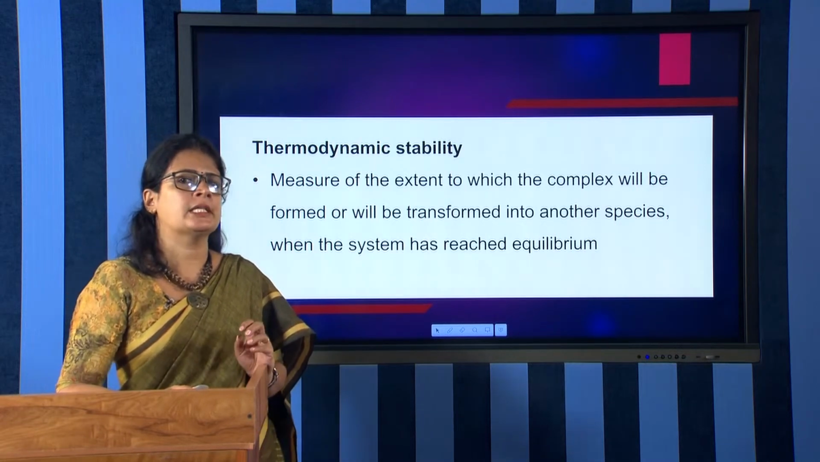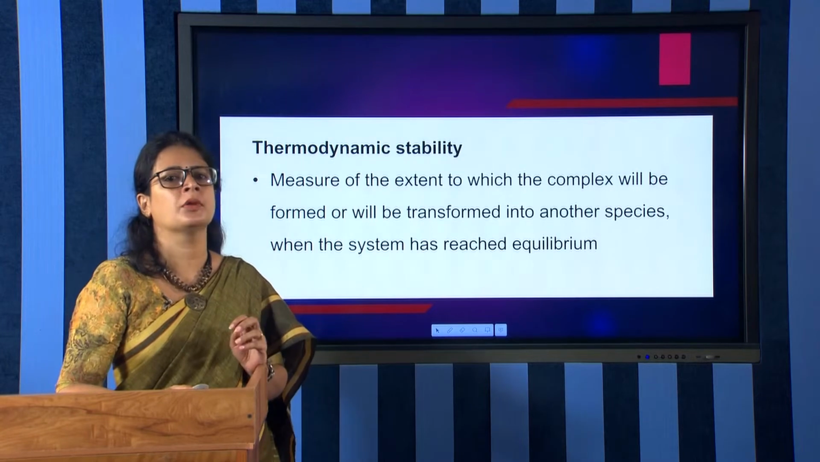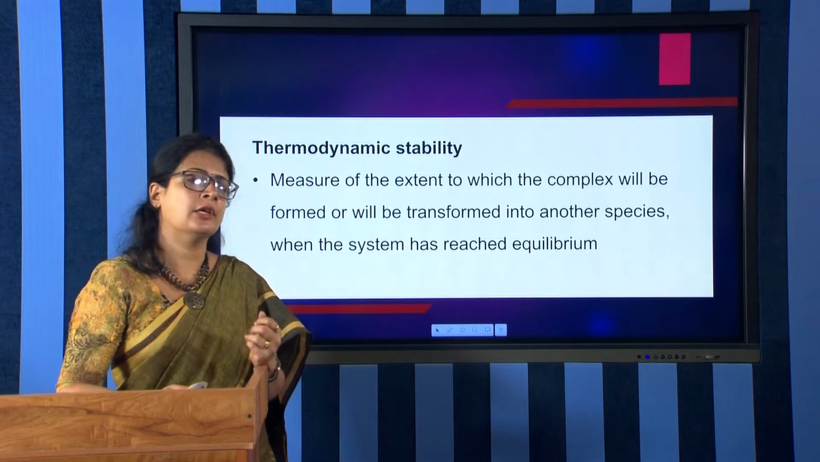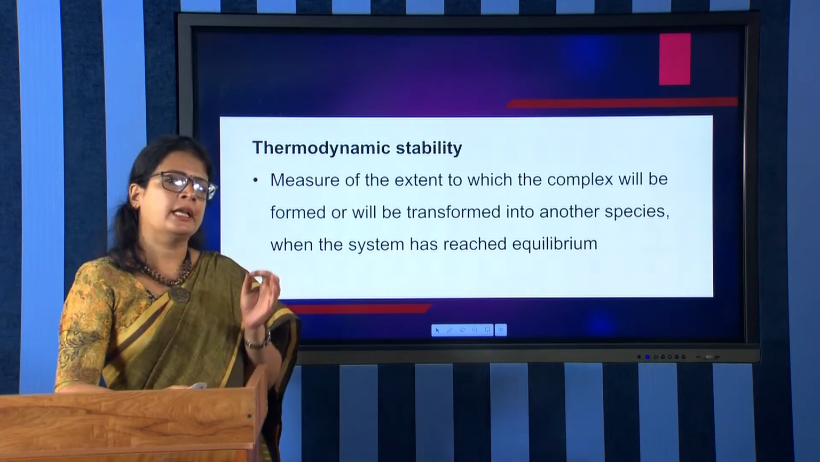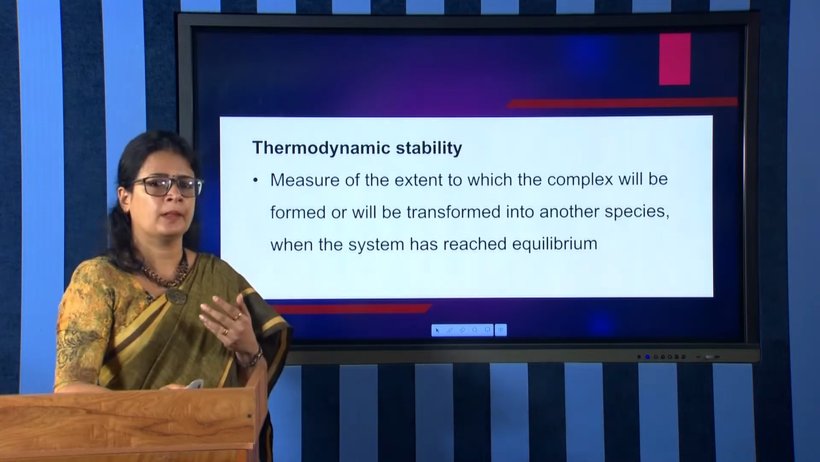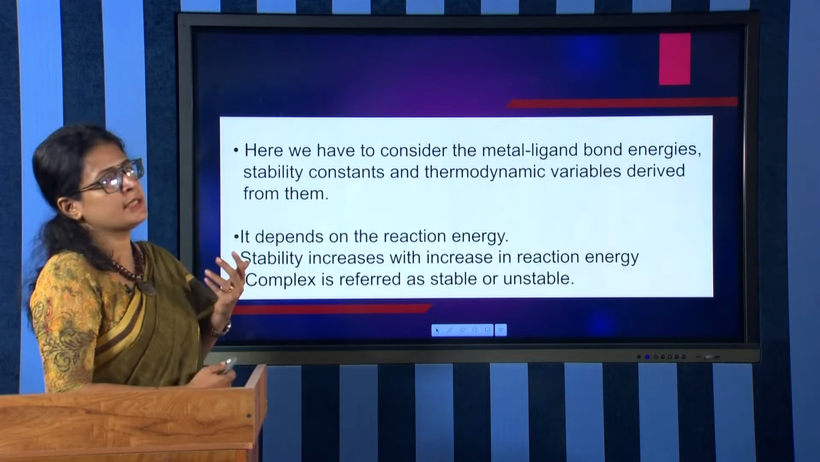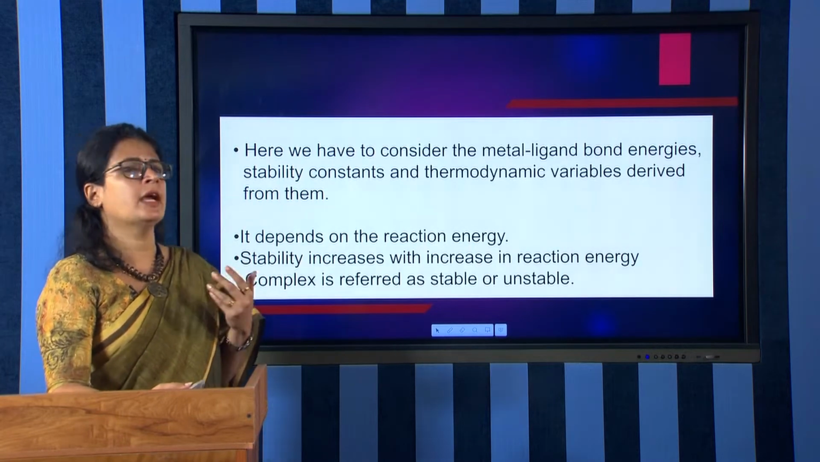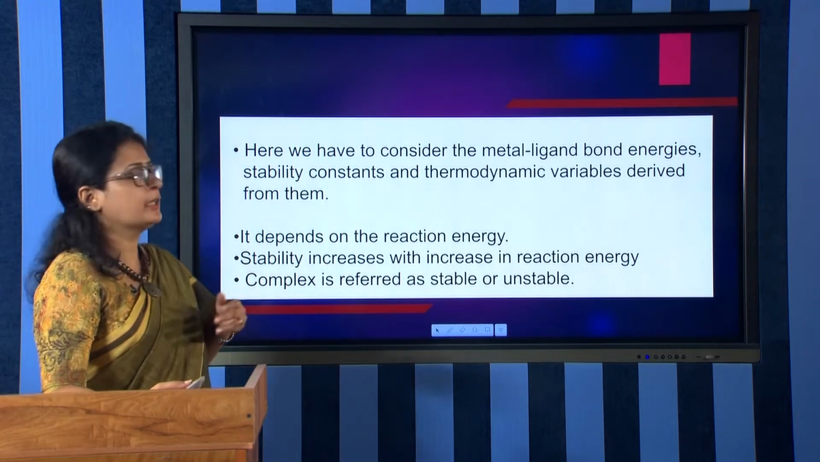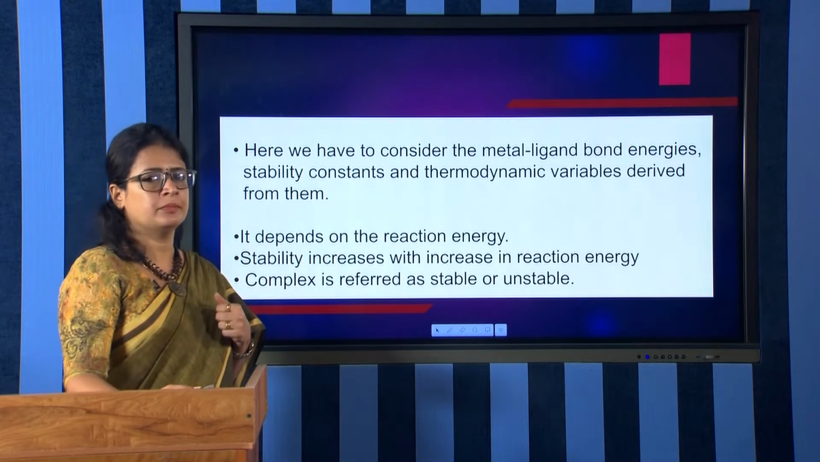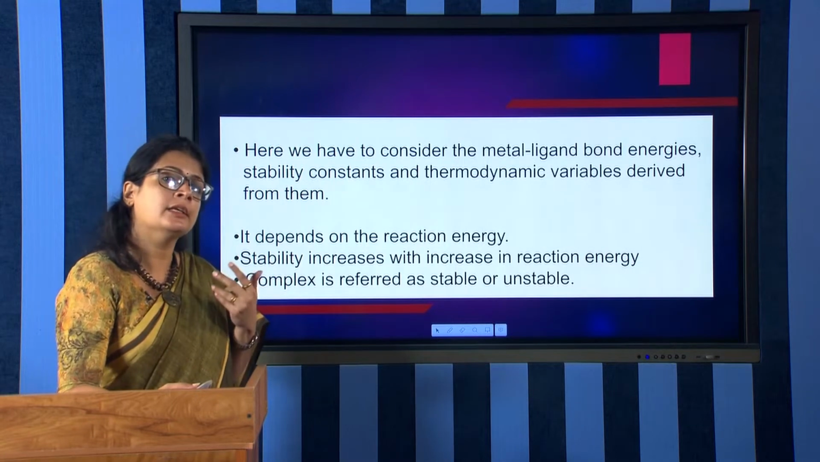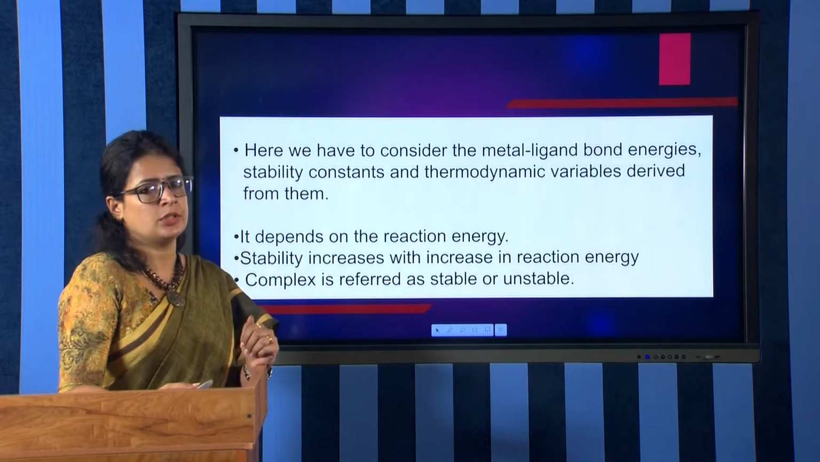It is a measure of the extent to which the complex will be formed or will be transformed into another species when the system has reached equilibrium. Here we have to consider metal ligand bond energies, stability constants and thermodynamic variables derived from them. It depends upon the reaction energy, and the stability increases with the increase in reaction energy.